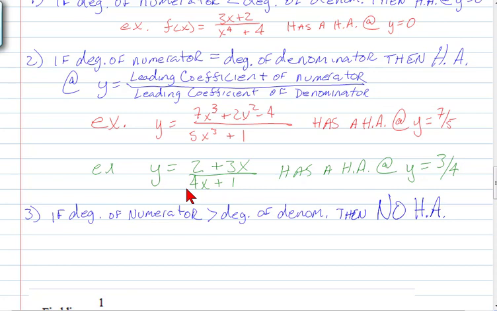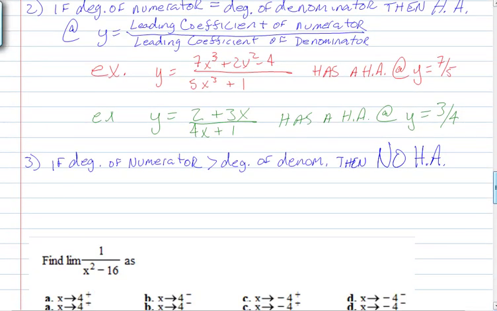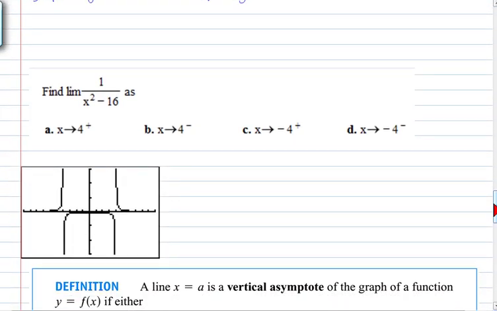Okay. Moving right along then. Let's find the limit of x squared minus 16 as x, and here's the graph to make it easier. Let's find the limit as x approaches 4 from the right, 4 from the left, -4 from the right, and -4 from the left. Okay?